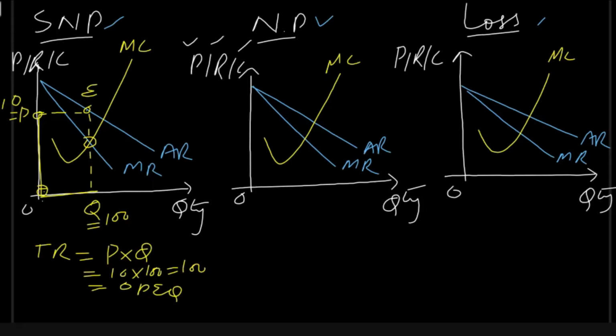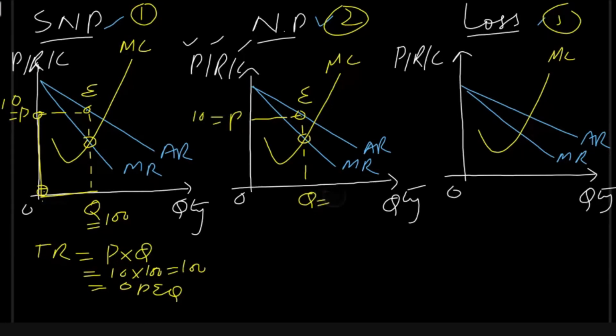And we will have to repeat the same process in the second graph. This is the first graph, let's say this is the second graph, and this is the third graph. In the second graph, we will again find the point where MC cuts MR, and we will find the equilibrium quantity, that is Q, and the equilibrium price, that is P. So this point is the equilibrium point. Again, if the price is $10 and quantity is, let's say, 100, total revenue is P into Q, that is 10 into 100, equal to 1000.